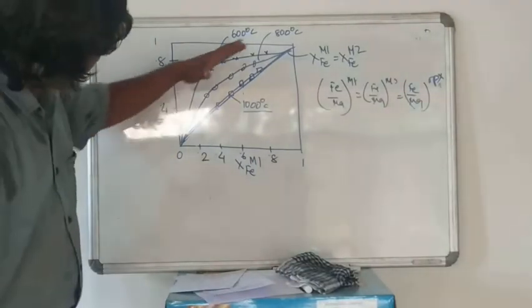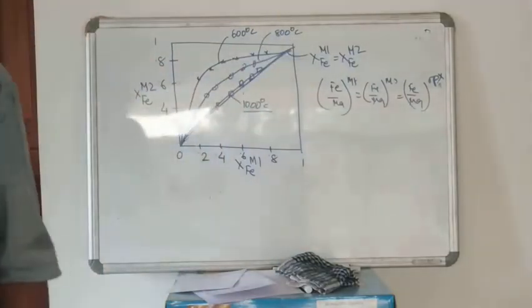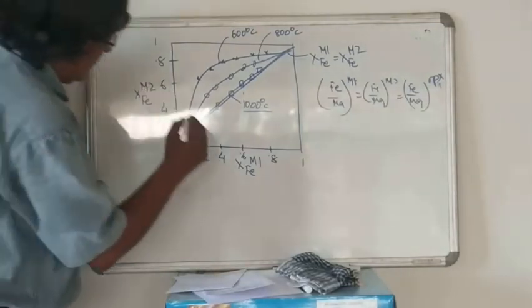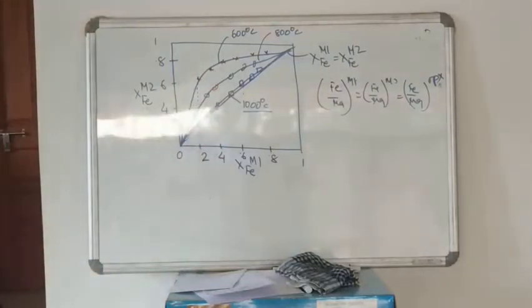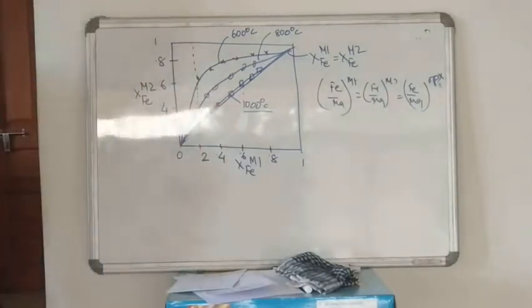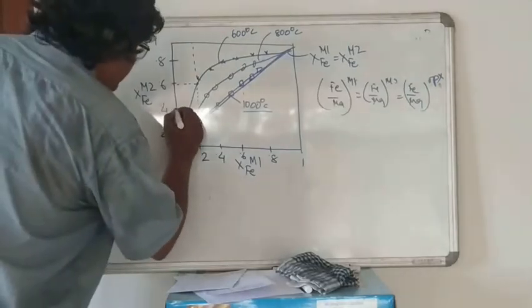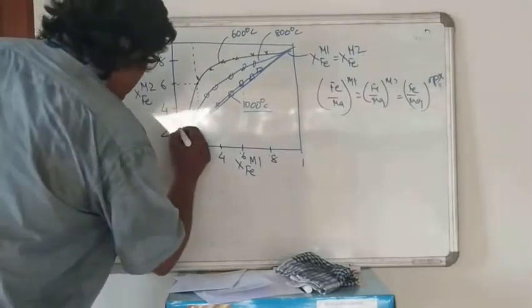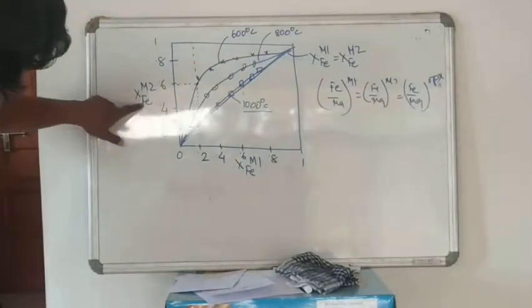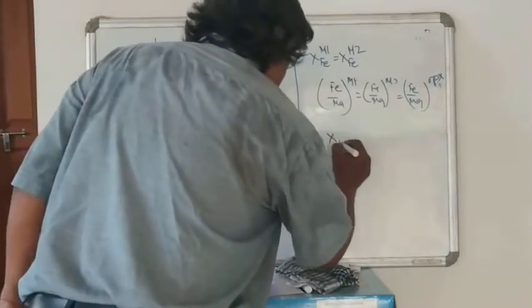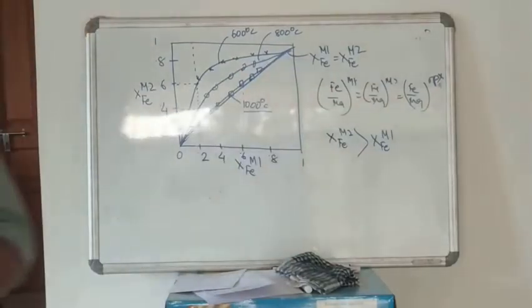You can see that all the curves, 600, 800, 1000, lie on this side of the 1:1 line. Which means to say that if you take any value, say XFe M1.2, so this is the value for XFe M1. Now you see here, at 600 degrees, this is the value of XFe M2. At 800 degrees, this is the value for XFe M2. And at 1000 degrees, this value is like this. So what does it mean? That if you do this experiment, then XFe M2 is larger. That's the first point. XFe M2 is larger than XFe M1 at almost all temperatures.